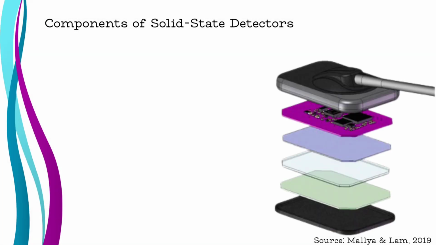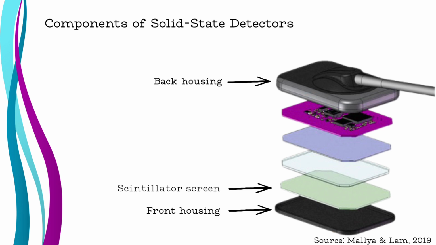First, let's look at the general components of a digital sensor. The sensor is protected by a front and back housing that makes it watertight and light-proof. This prevents damage and ensures that only the radiation we want reaches the detector. Inside, we find a scintillator screen, which converts X-rays into visible light. That light passes through a fiber-optic plate, which guides it toward the chip, while also reducing noise and preventing scattered radiation from reaching it directly.